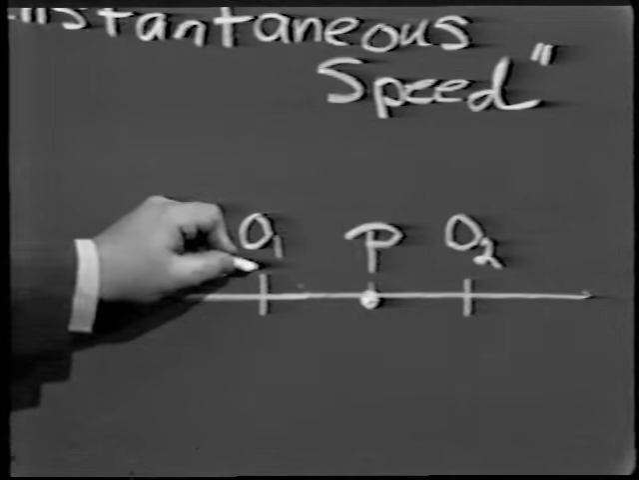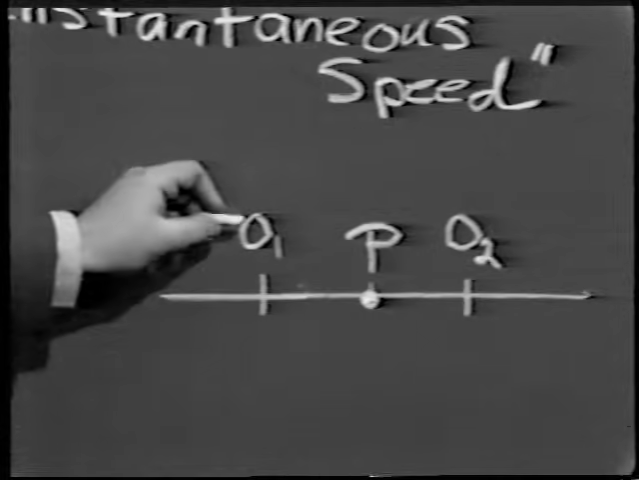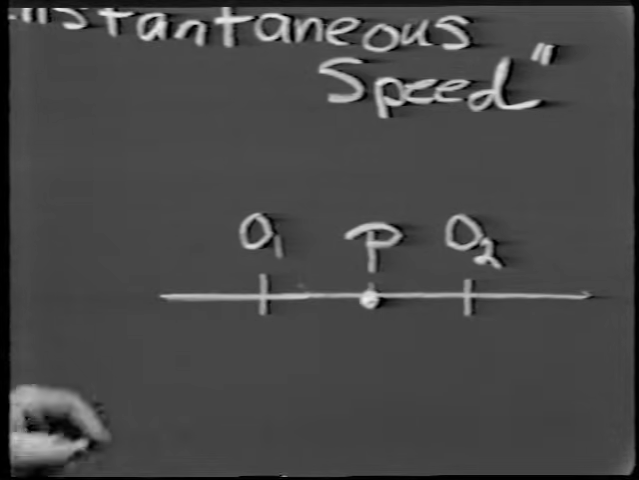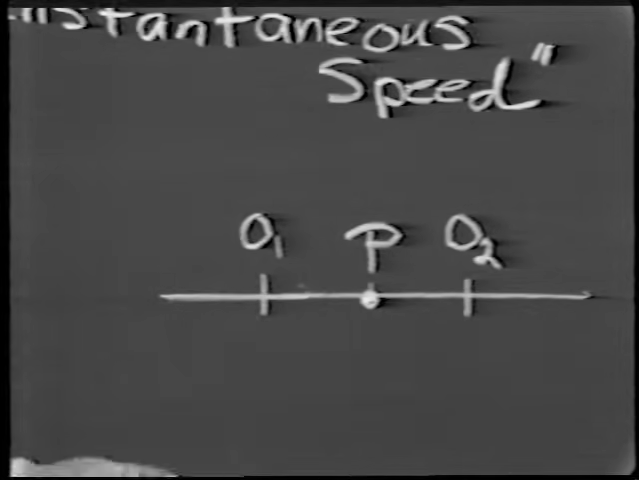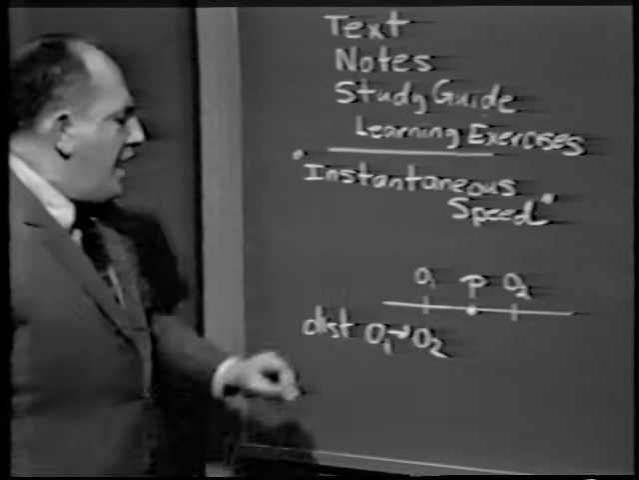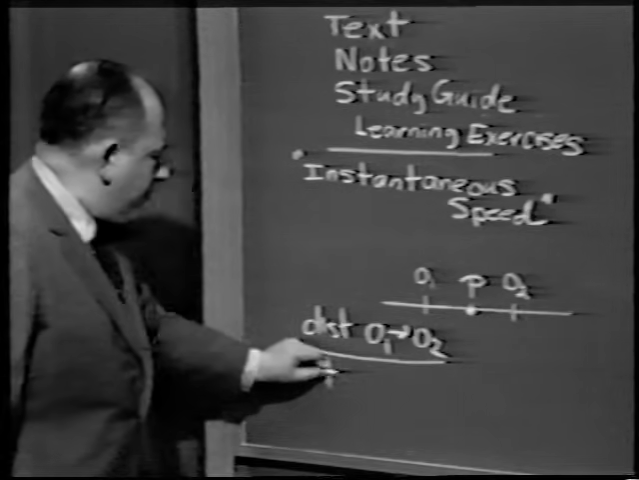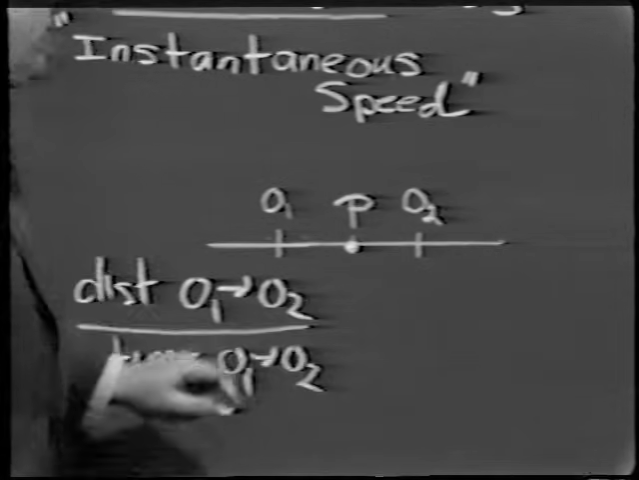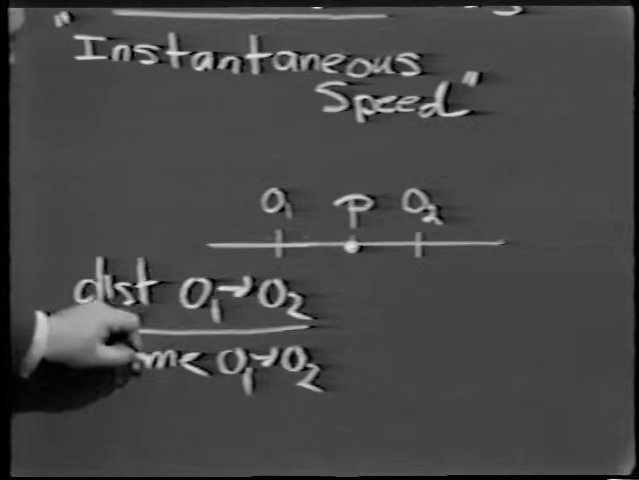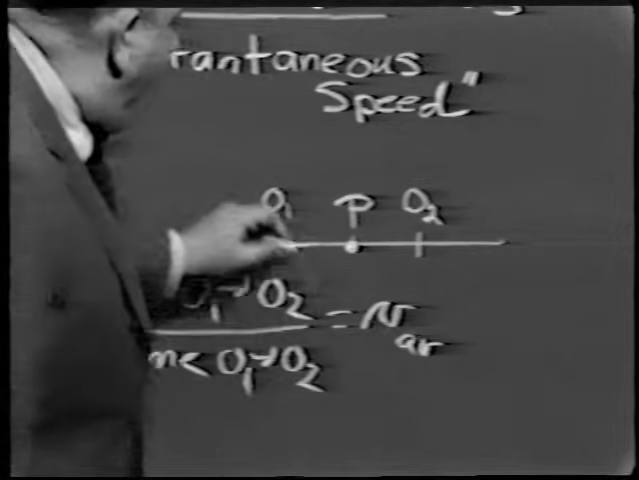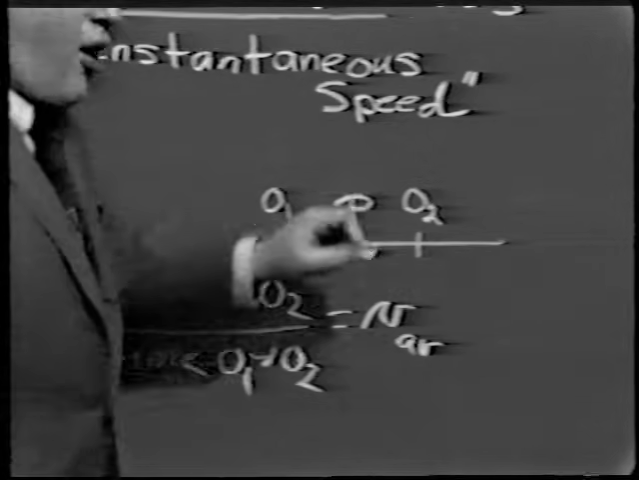Of course, what we do to reduce this new problem to an old one is we say, well, suppose we had a couple of observers. Let's call them O1 and O2. Let them be stationed one on each side of P. Now, certainly what we can do physically here is we can measure the distance between O1 and O2. And we can also measure the time that it takes to go from O1 to O2. And what we can do is divide that distance by the time, and that, you see, is our old high school concept of the average speed of the particle as it moves from O1 to O2.